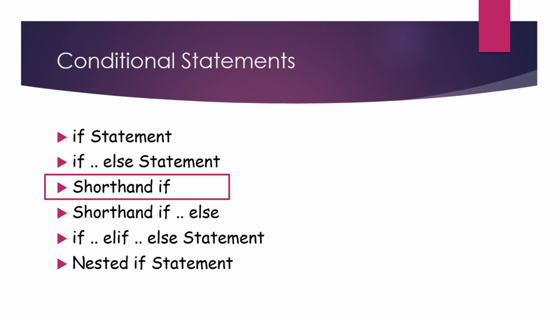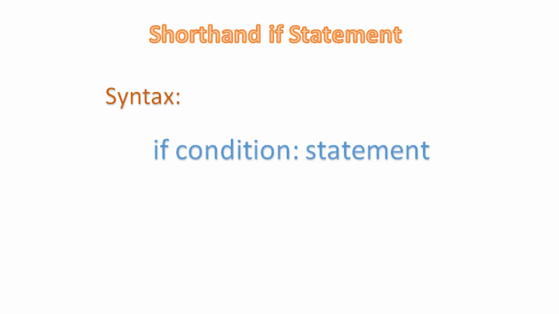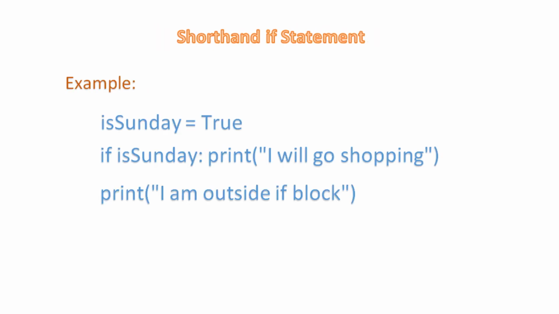Shorthand if statement. When there is only a single statement inside the if block, then shorthand if can be used. The statement can be put on the same line as the if statement. This is an example for the shorthand if statement. Here the if condition and statement are written in the same line. If isSunday is equal to true, then it will print I will go shopping. And if isSunday is equal to false, then it skips the statement.